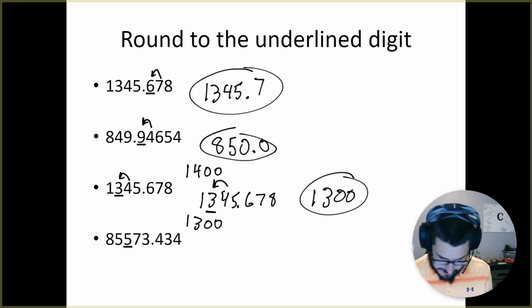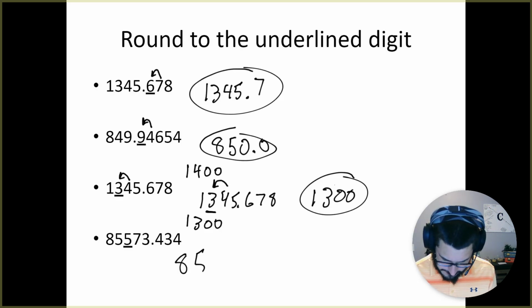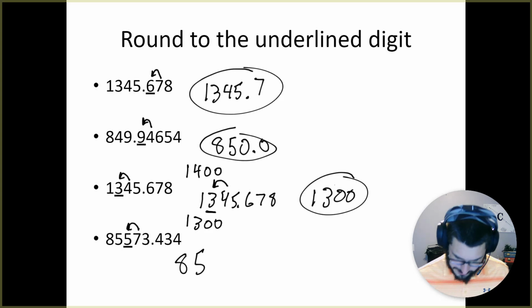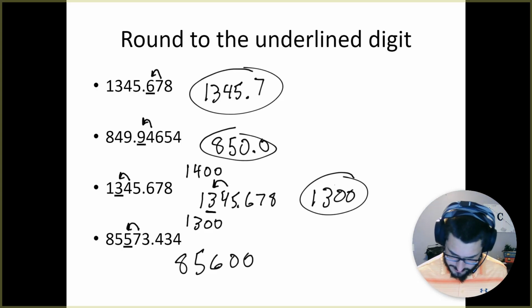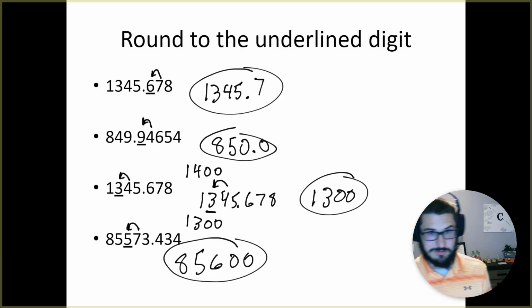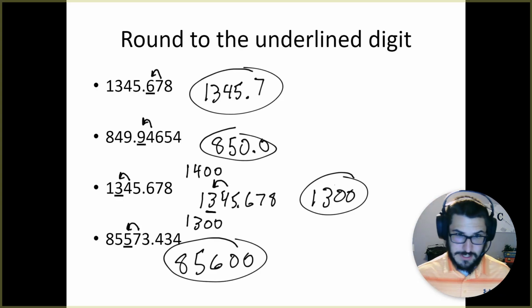And then last one here, I've got 8, 5. That 7 is going to round the 5 up to a 6, 0, 0. And then you just put in the placeholders to fill in whatever was after that.